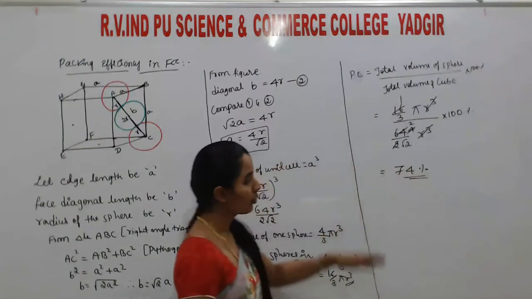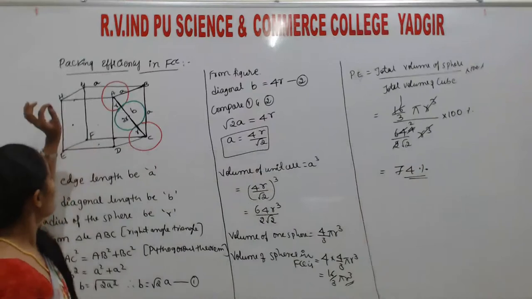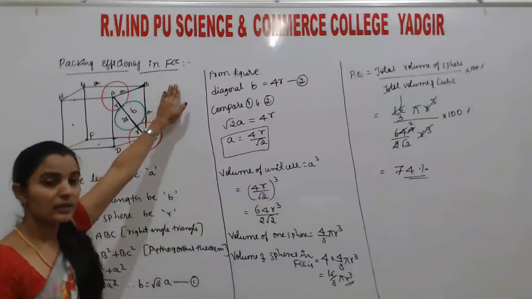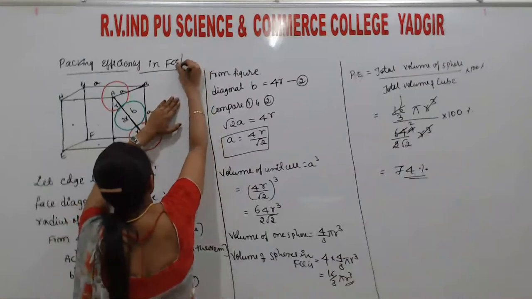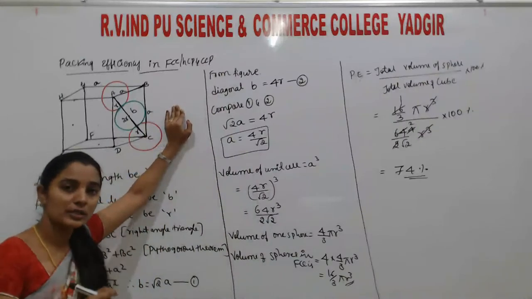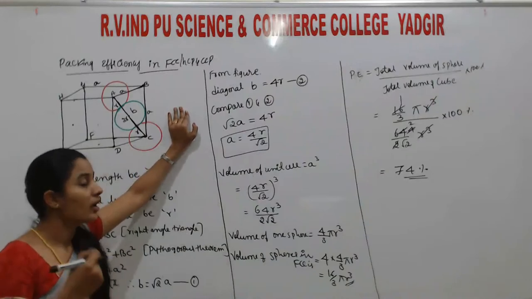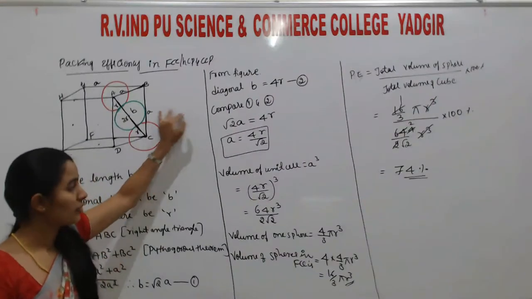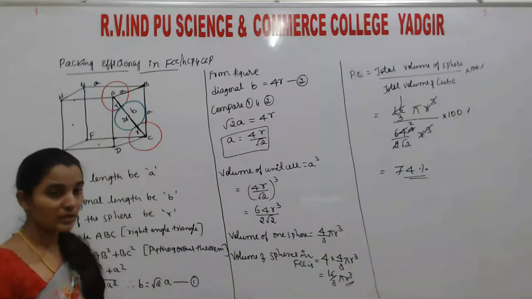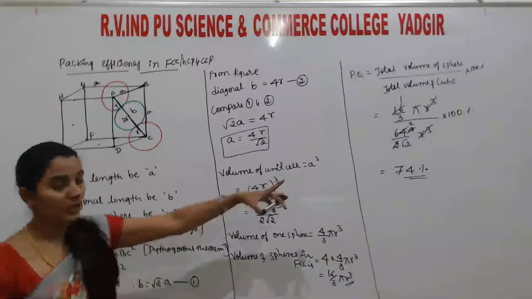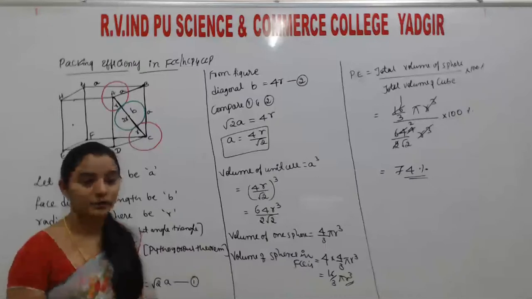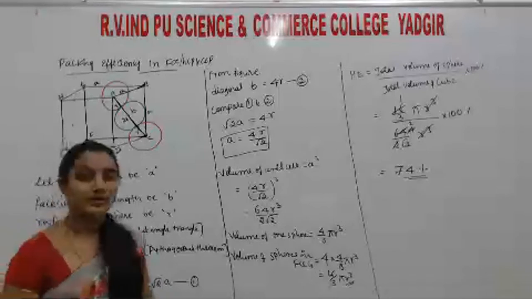No need to calculate that. You directly write 74%. It means the packing efficiency of the FCC unit cell is 74%. And remember, this face centered cubic, FCC, is also called HCP and CCP. Whether you calculate the packing efficiency in CCP, HCP or FCC, all follow the same steps. This is the packing efficiency of face centered cubic. Means if we arrange the atoms in a face centered manner, then they cover 74% of the unit cell. The empty space is the void. We will discuss BCC and simple cubic next.